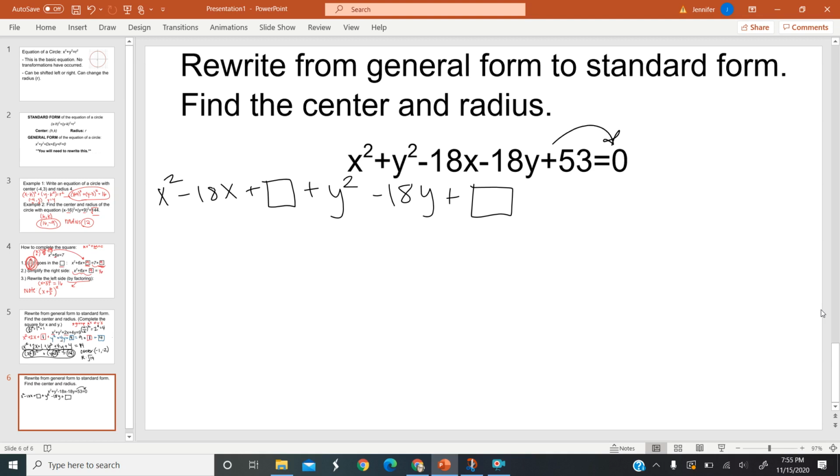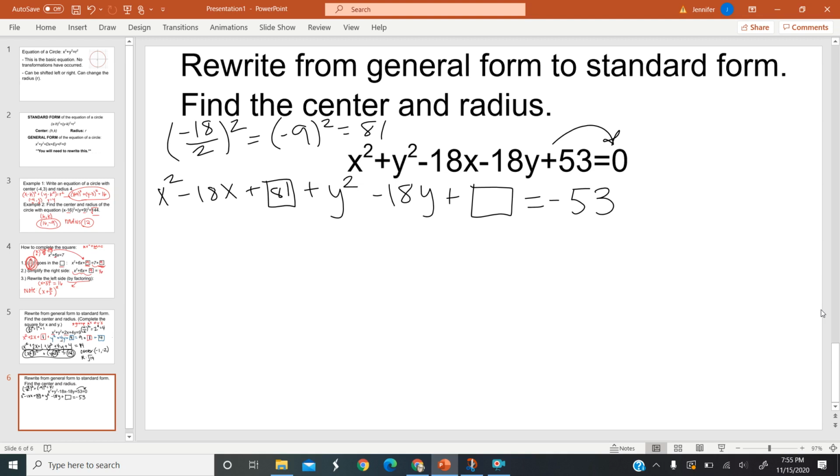I'm going to go ahead and subtract it over to the other side. So I'm going to have equals -53 on the other side because I don't want any other numbers over on this side other than what we're already using over here. So then I have x squared minus 18x plus that blank. So for that blank, I need my b value, which is -18 divided by 2, and then that's going to be squared. So my -18 divided by 2 is going to give me -9, and then -9 squared is going to give me 81. So for my blank, I need 81.